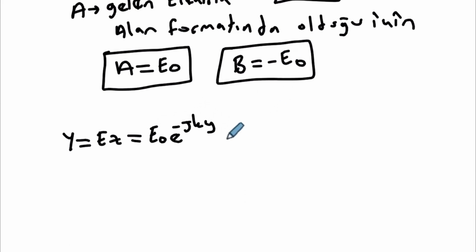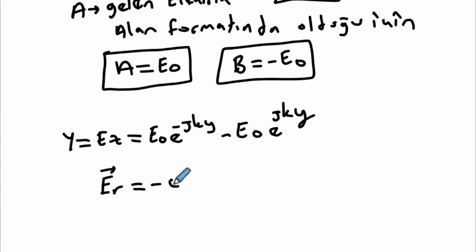What about the other one? It's negative E0 times e to the power of jkz. So from here, we found the electric field, both incoming and reflected. Now, if I pull this out, friends, let's call the reflected field E reflected, since our reflected field is in the negative z direction. I wrote Ez to make it vectorial. The negative comes from here, and it is E0 times e to the power of jky. Look, this way I found the reflected electric field.